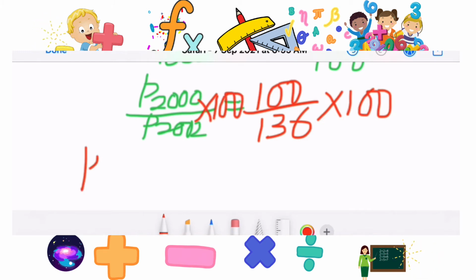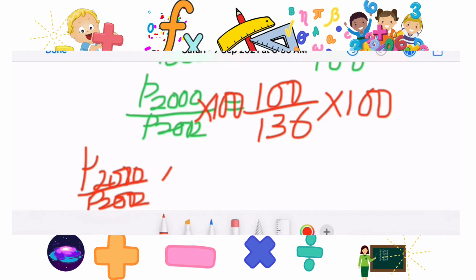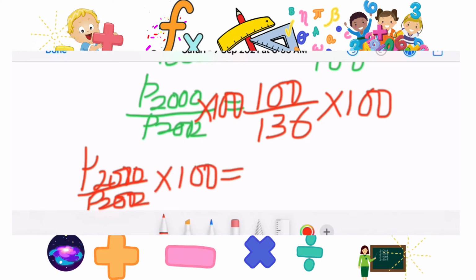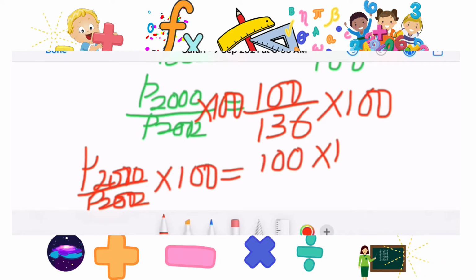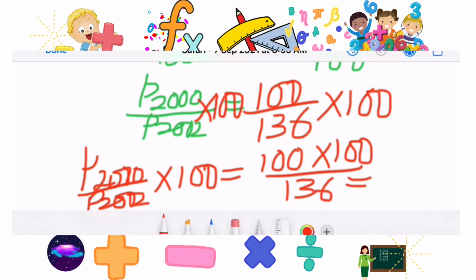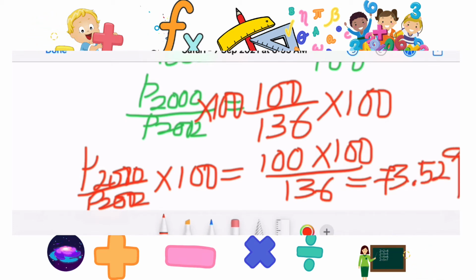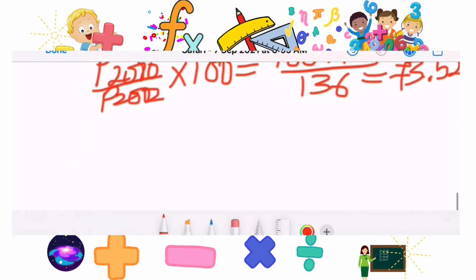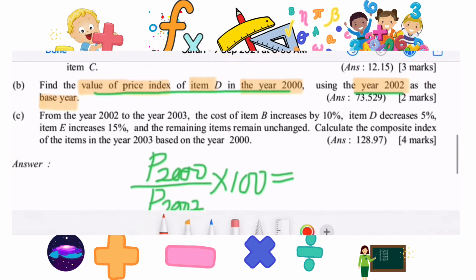Okay, so the price for the 2000 over 2002 times 100 is equivalent to 100 times 100 divided by 136, which is equivalent to 73.529. Alright, so we have solved part B. Then let's see part C.